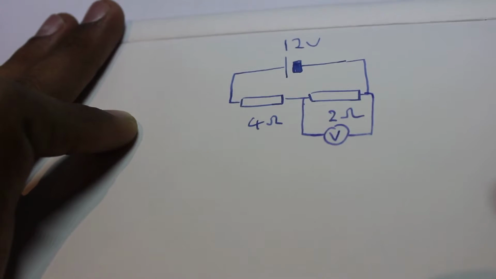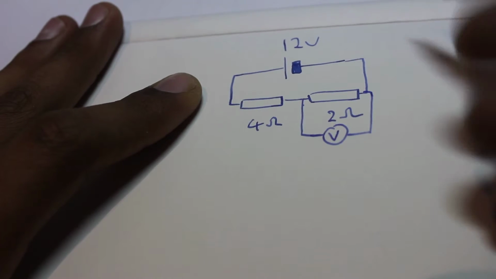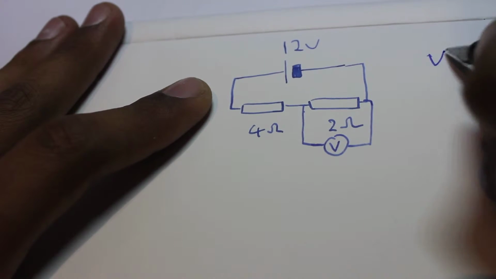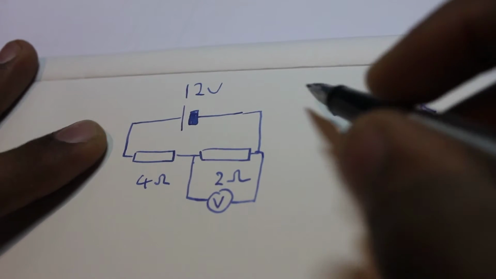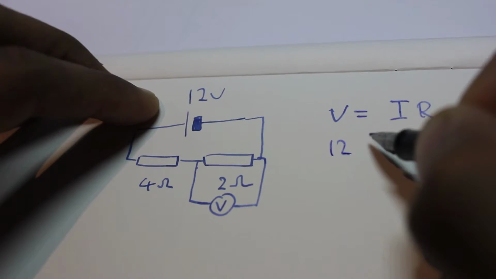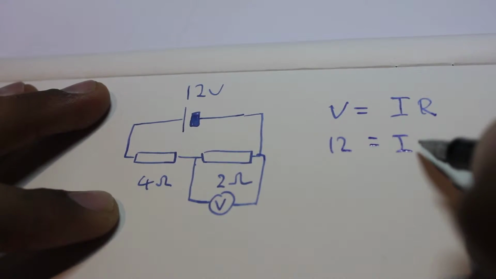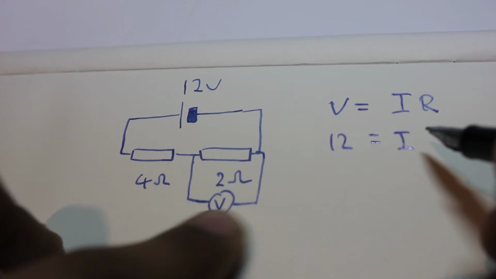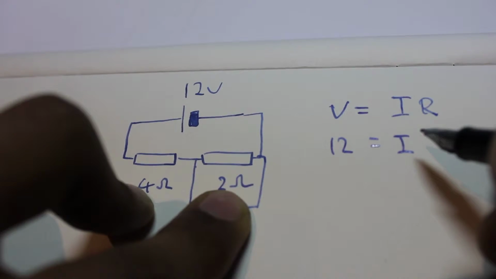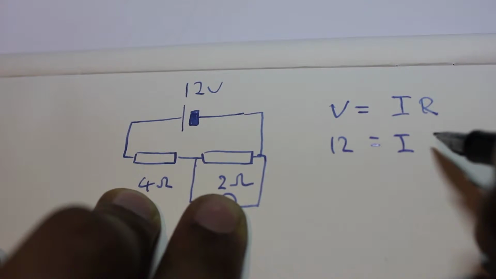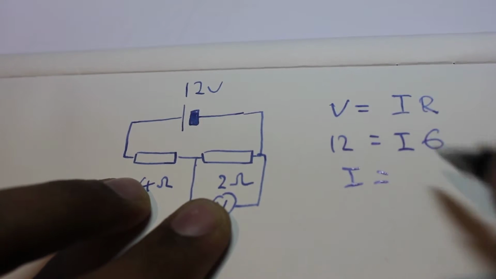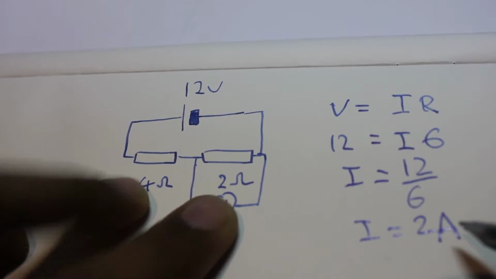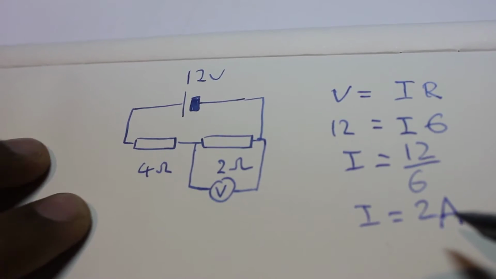So first I need to figure out the current in the circuit, and I'd do that using V equals IR. 12 volts equals I, which is what we're trying to find out, times R, and R is always, in a series circuit, you add the resistances, so 4 plus 2 is 6. I equals 12 divided by 6, I equals 2 amps. So the circuit contains 2 amps of current.